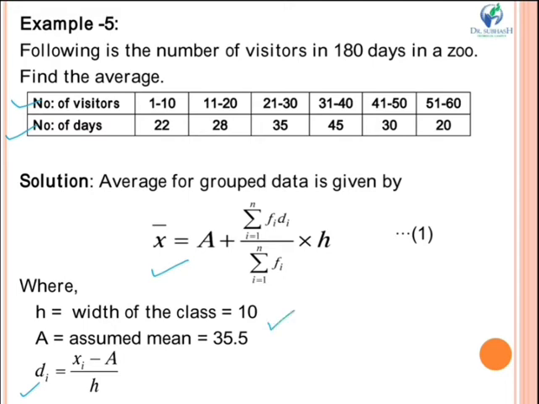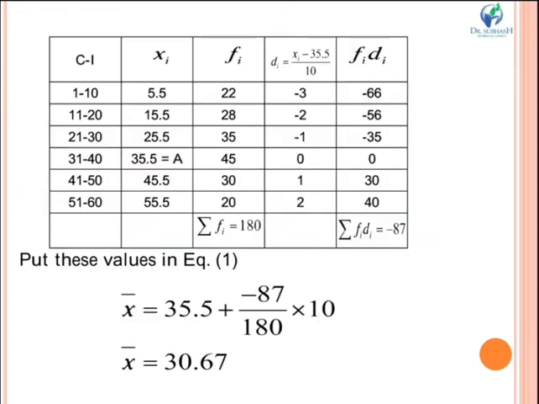a is the assumed mean, which I will teach you from the table. And di is xi minus a, upon h. I will make you understand this in the next table. So first we will construct the table from the given values. See, first we have written the class interval. This is already given to us. And fi, this column is also given to us.